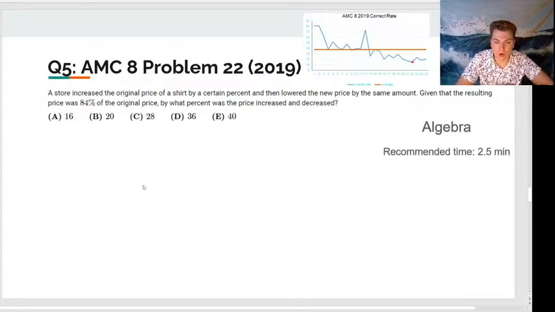A store increased the original price of a shirt by a certain percent and then lowered the new price by the same amount. Given that the resulting price was 84% of the original price, by what percent was the price increased and then decreased? Awesome. So we can set x to be equal to the fraction of discount. That's how much we're increasing it by fraction-wise, and then decreasing it by.